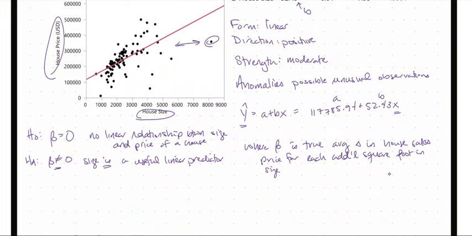The next thing we want to do is check our assumptions. In this case, we only can check some of the assumptions because we only have so much information. But we can see that the linear model is appropriate because the scatter plot indicates a linear form.